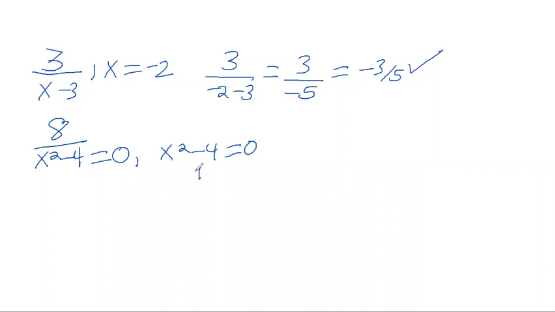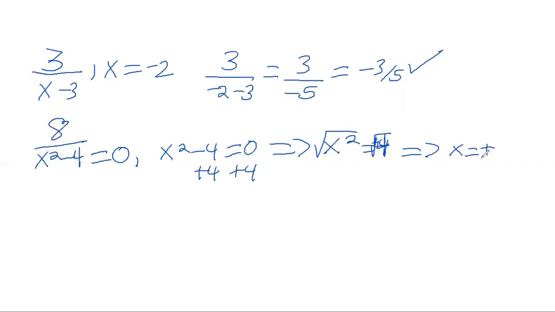Now, to solve this, there's any number of ways you can do it. So one way to do it is, first, let's add 4 to both sides. That's going to give me x squared equals 4. Sorry, a little sloppy there. Take the square root of both sides. x equals plus or minus 2. So you can just say x equals -2, 2, or 2, -2.